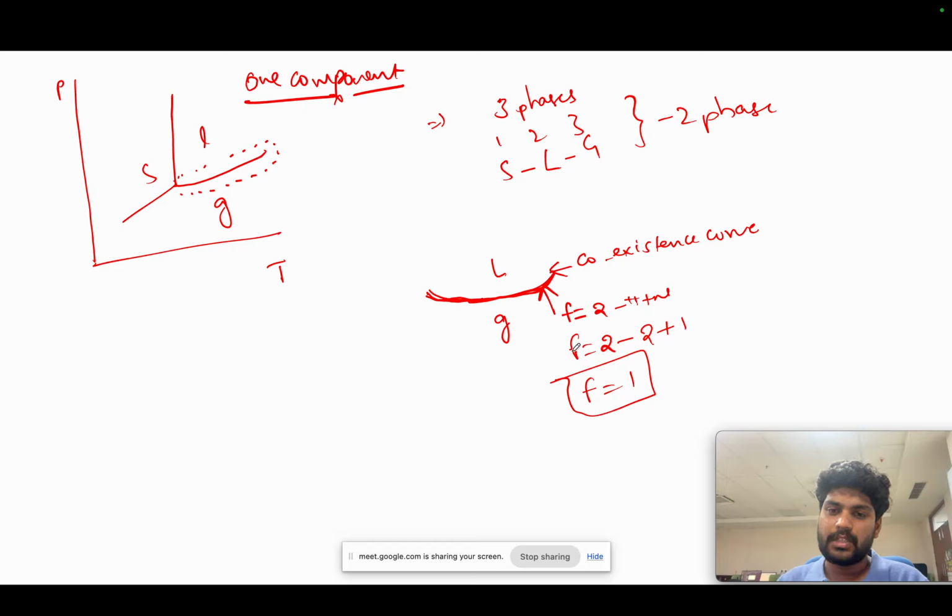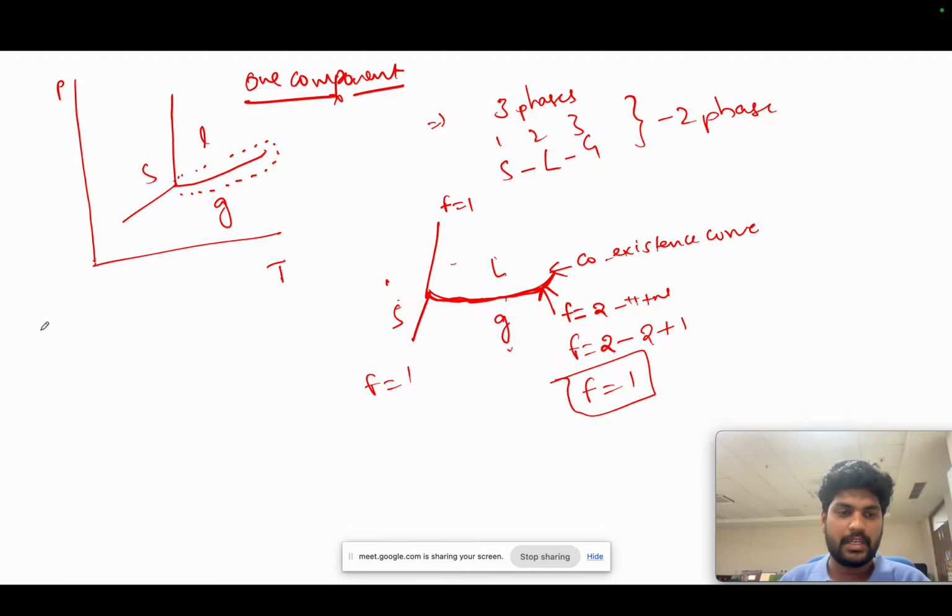You understand, right, how this curve came? Okay, fine. So if I take solid and gas, here also it will be 1. If I take solid and liquid, here also it will be F equal to 1. So we have three phases, solid, liquid and gaseous, and the phase diagram is converting this into a two-phase diagram with degrees of freedom 1.